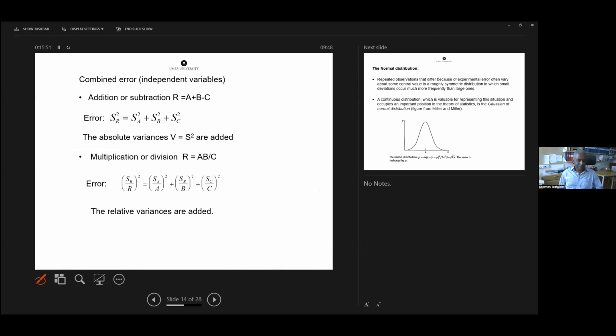And combined error. Combined error is like if you have only one value, let's say we are measuring the concentration of copper or nickel using atomic absorption spectrometry, then we can get maybe 30 ppb and 29 ppb, 31 ppb, 27, 28, and so on. So here we can calculate the average and then the standard deviation.